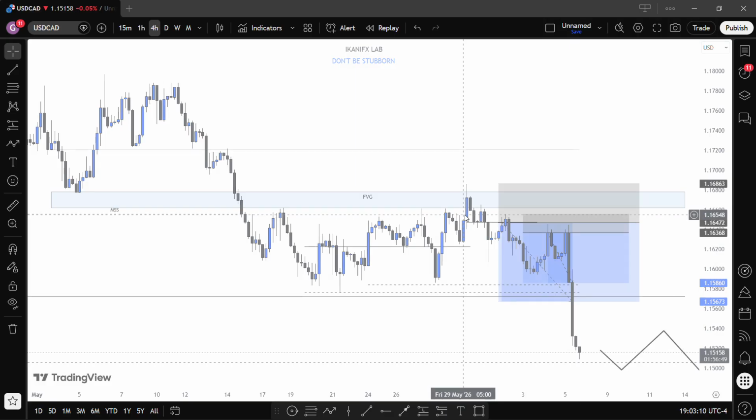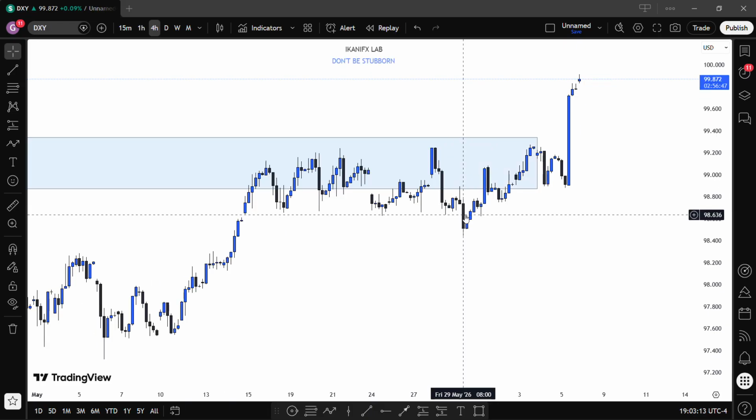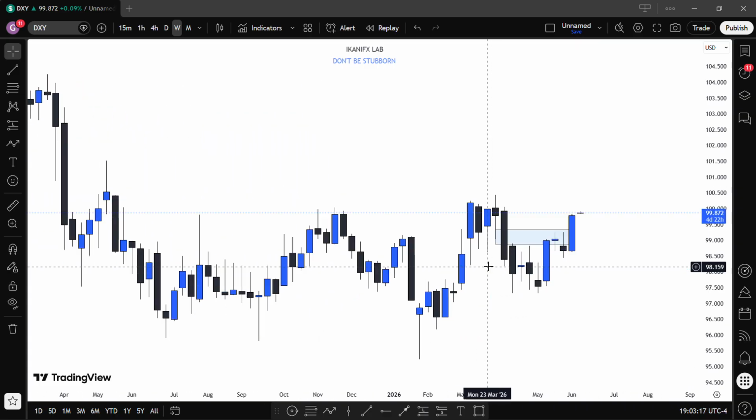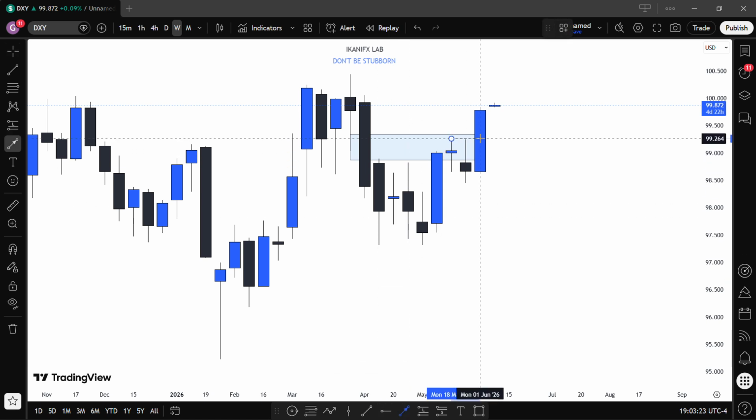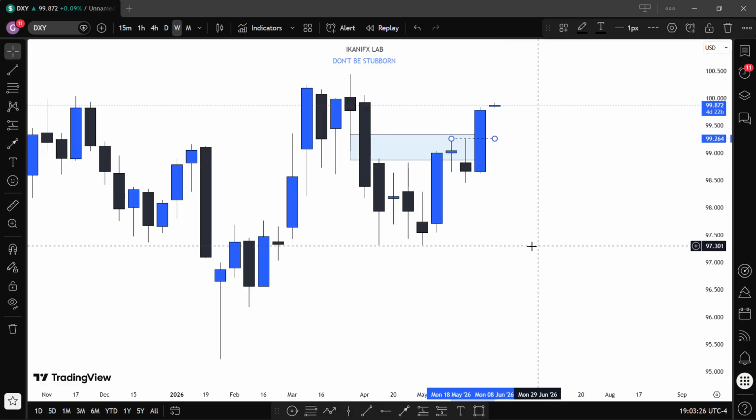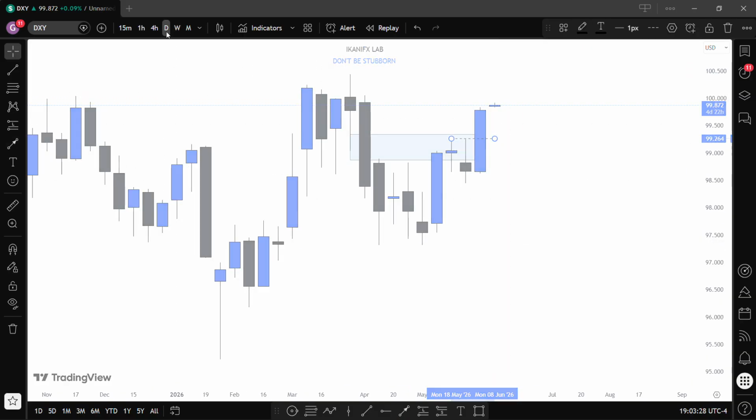So let's go to dollar index. On the dollar index, the same thing. We go to the weekly time frame, look for candlestick violations. Take a look at this. This black candle was violated. So the weekly, we expect it to be bullish.